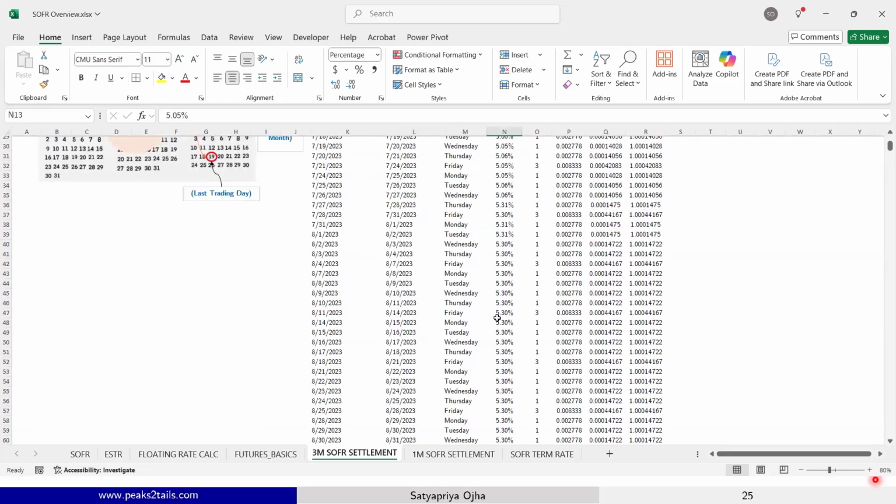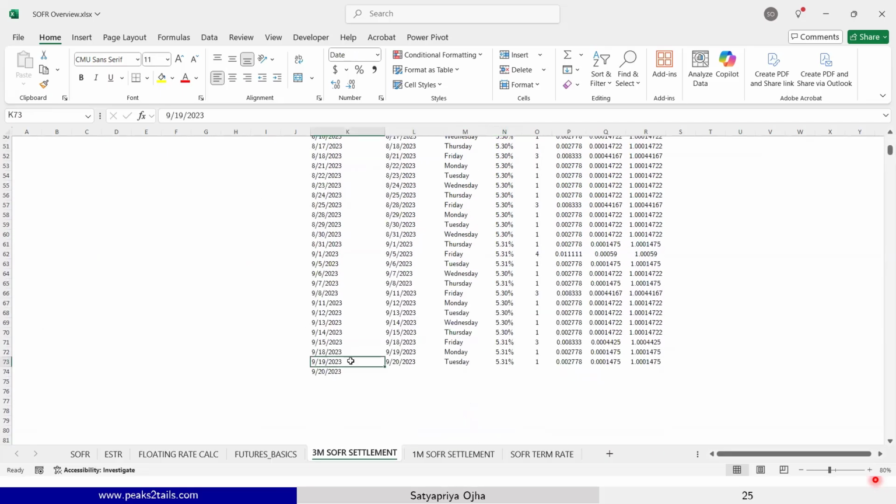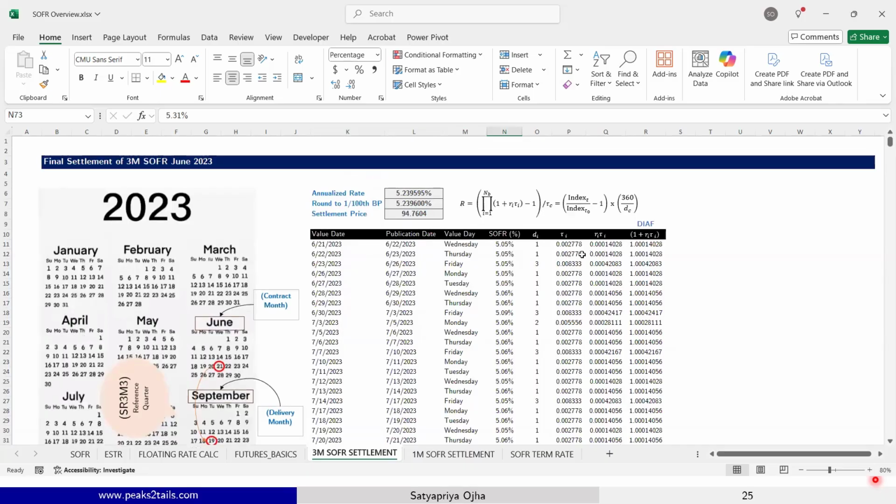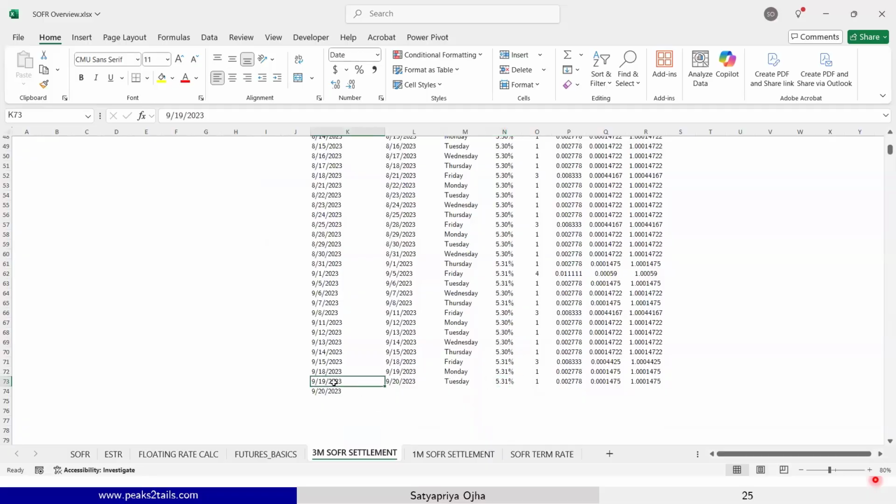So every day you have these SOFR rates until the 19th September. That's the last rate that you need to complete the calculation. And it's the same compounding formula that we just talked about, right? When you reach this date, on the 19th, you will not see this. On the 20th, you will see this, and that is when you're due for settlement.